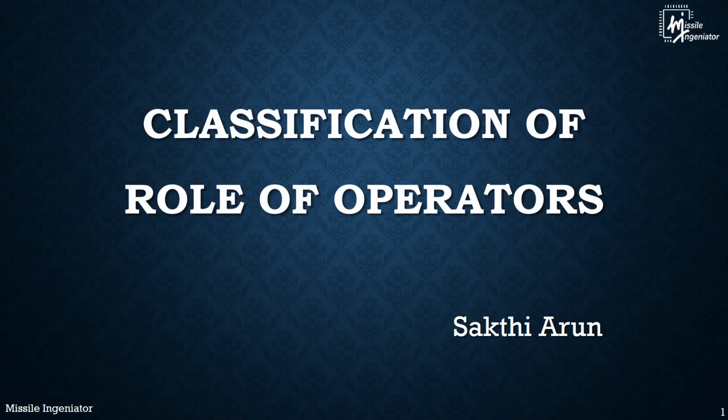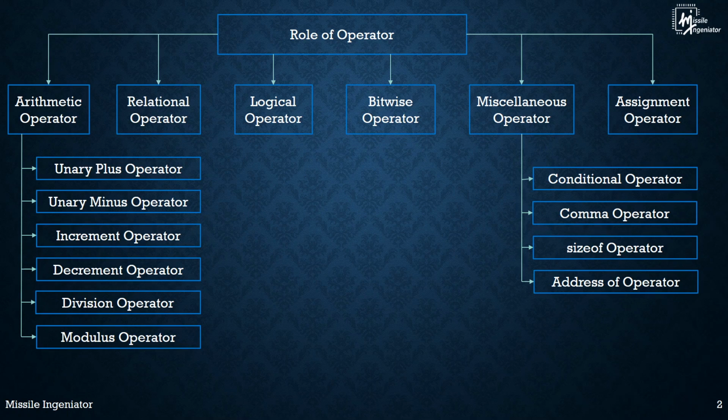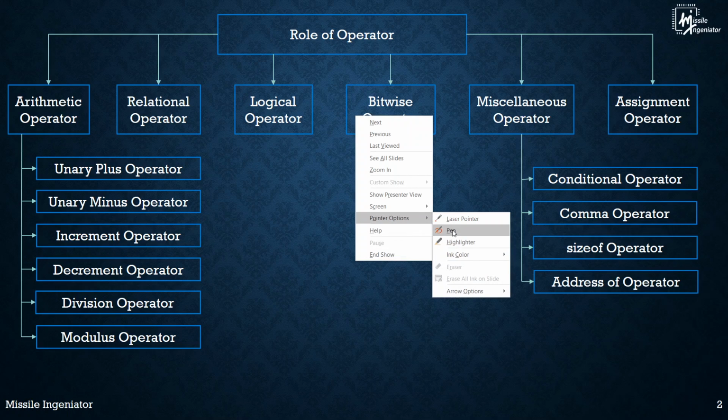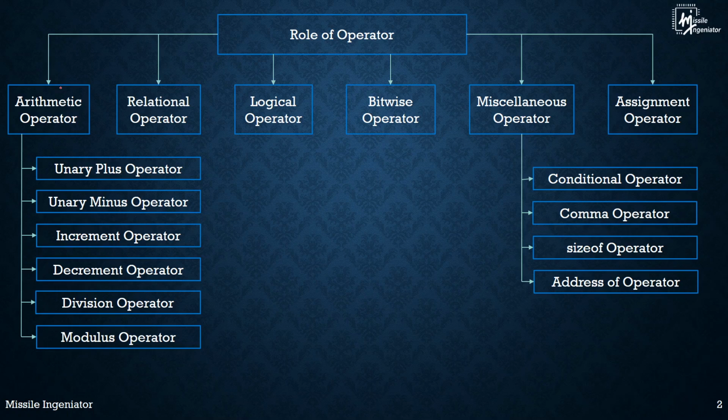In this lecture I'm going to explain how we classify operators based on the role of operators. Based upon the role of operators we have six types. The first is arithmetic operators, the next is relational operators, then logical operators, then bitwise, miscellaneous, and then assignment. So based upon the role of operators we classify these six types.